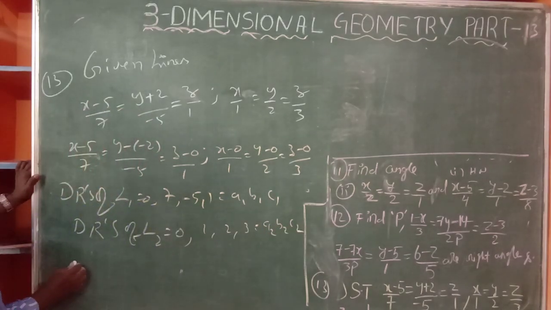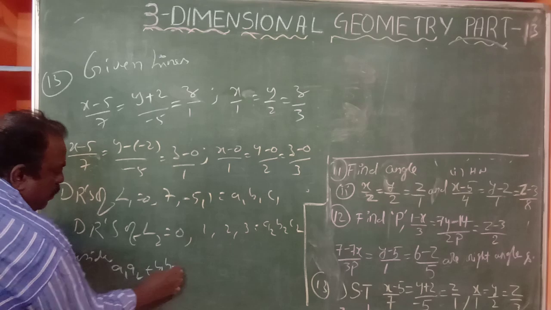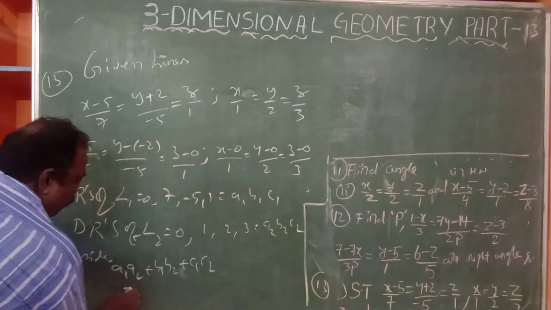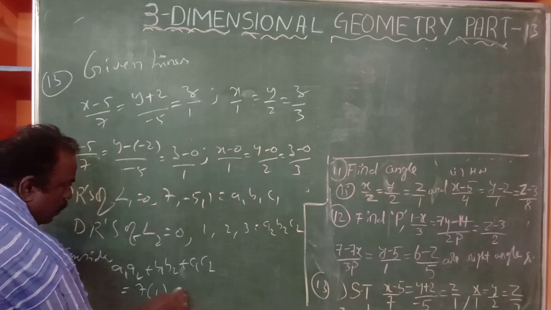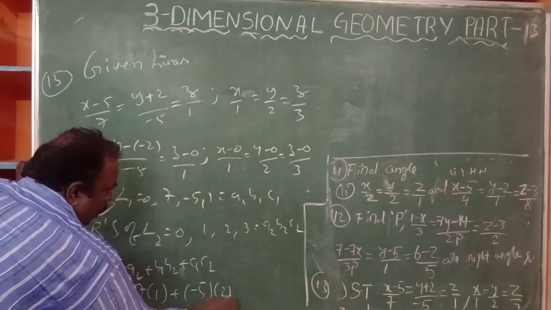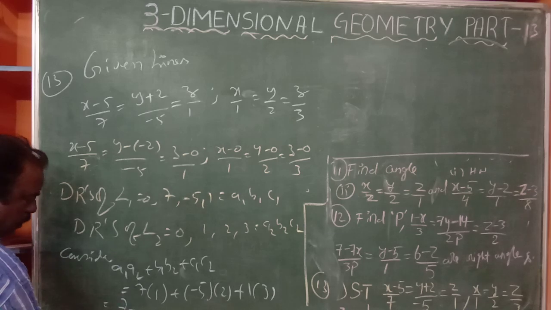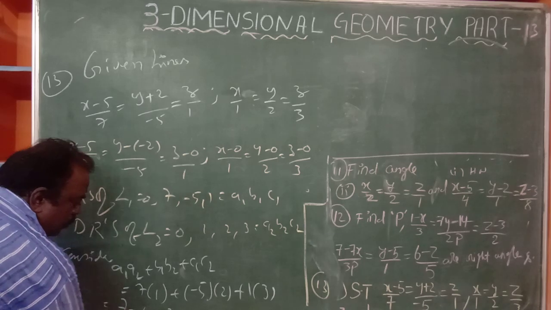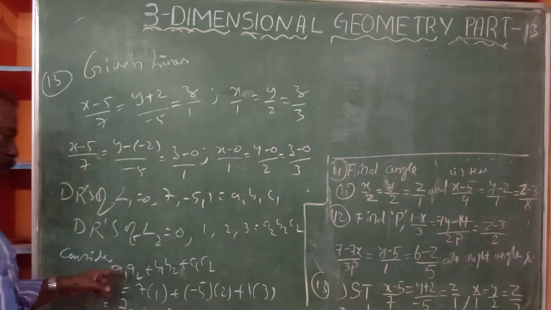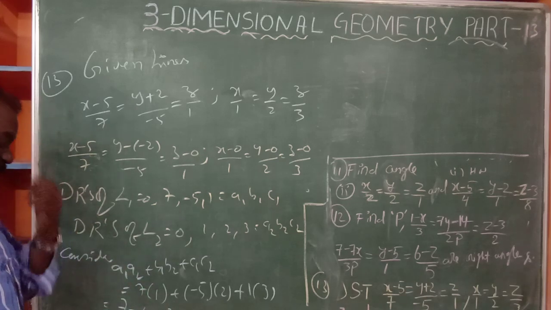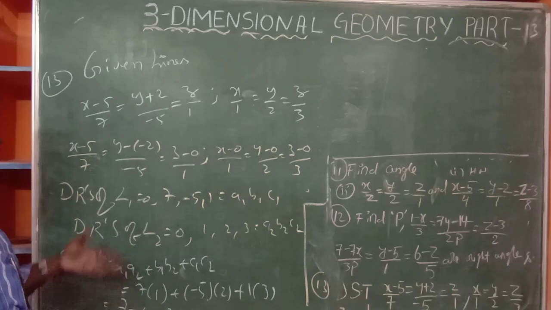Now, we consider A1 A2 plus B1 B2 plus C1 C2. What will happen? It is 7 into 1 plus minus 5 into 2 plus 1 into 3. That is 7 minus 10 plus 3, which is nothing but 0. So whenever A1 A2 plus B1 B2 plus C1 C2, the sum of products of the DRs of two lines, is 0, then they are perpendicular.